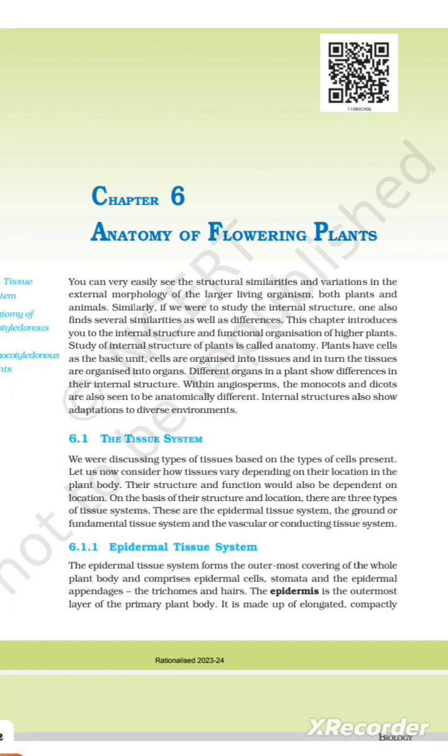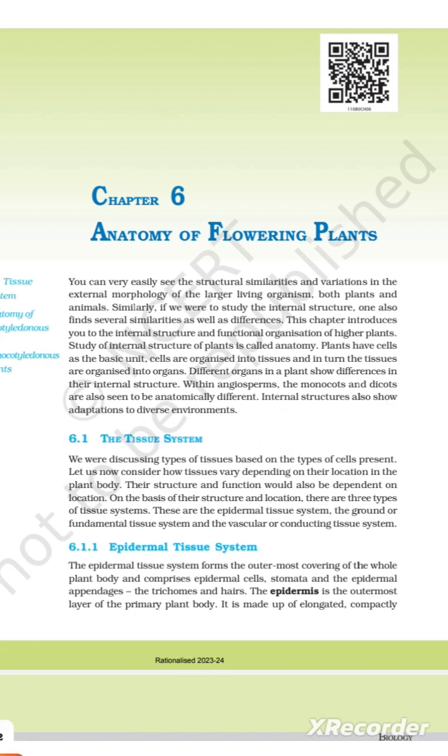The study of the internal structure of plants is called anatomy. Plants have cells as the basic unit. Cells are organized into tissues, and in turn the tissues are organized into organs. Different organs in a plant show differences in their internal structure. Within angiosperms, the monocots and dicots are also seen to be anatomically different. Internal structures are also adaptations to diverse environments.